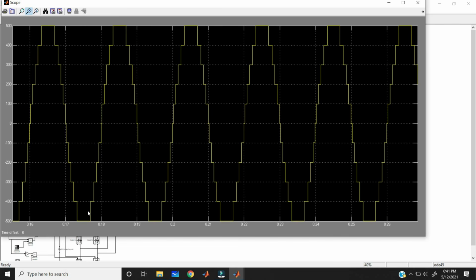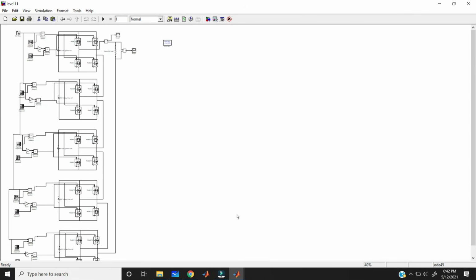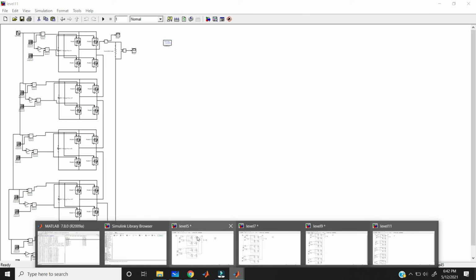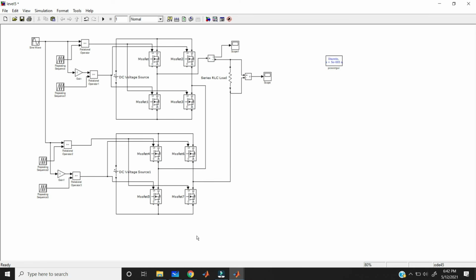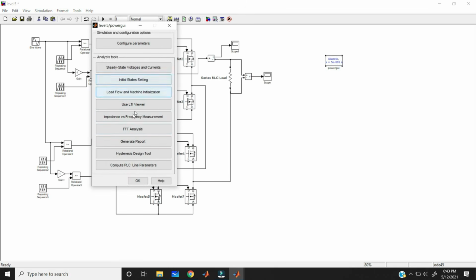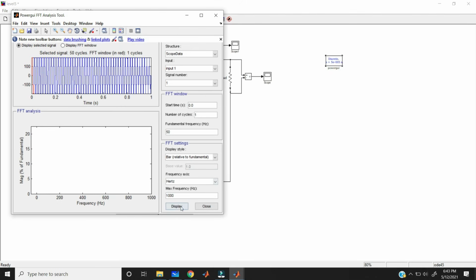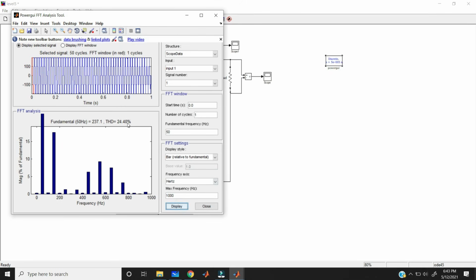Okay. These are the connections of 5, 7, 9 and 11 level cascaded H bridge multilevel inverters. If you compare these, if you increase the level, then you are getting fewer harmonics. If you see the total harmonic distortion of the 5 level inverter, now do FFT analysis for the 5 level inverter, then you can get the THD. Okay. Total harmonic distortion of this one is 24.40, right? So this is the total harmonic distortion of 5 level.